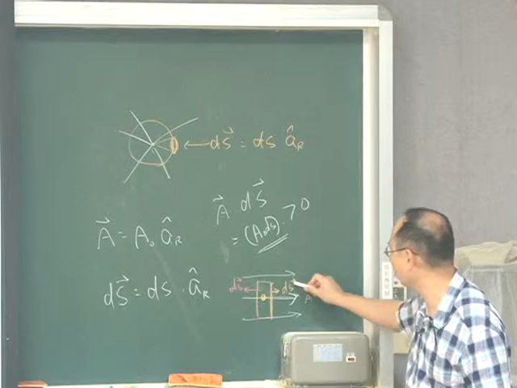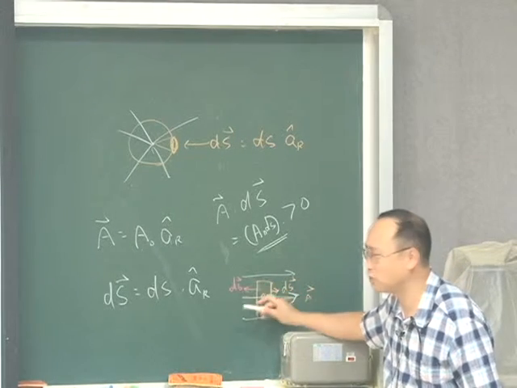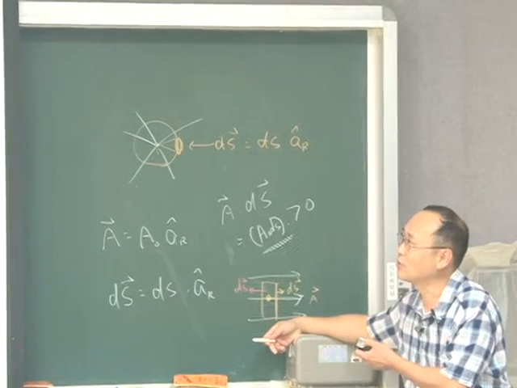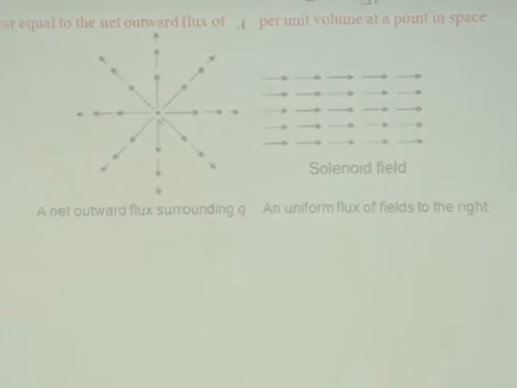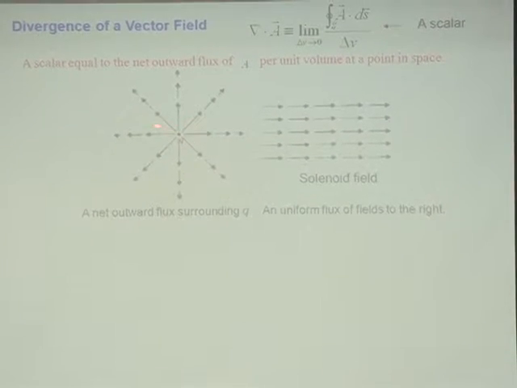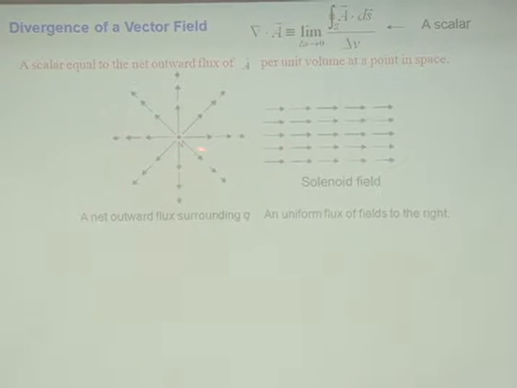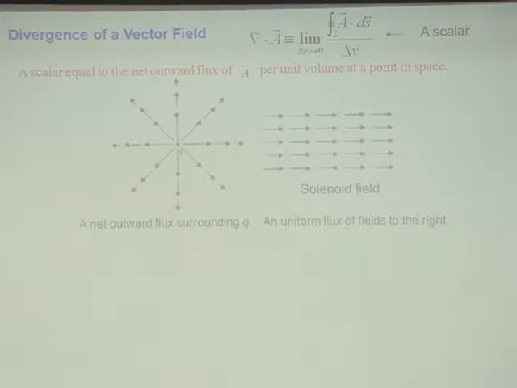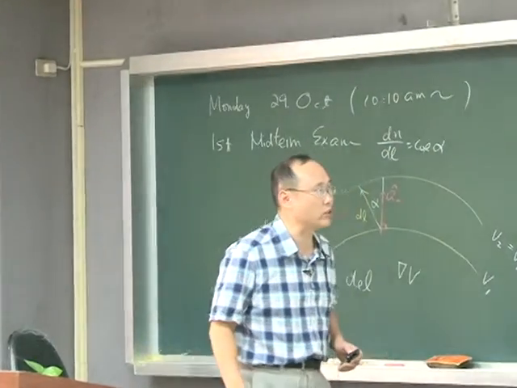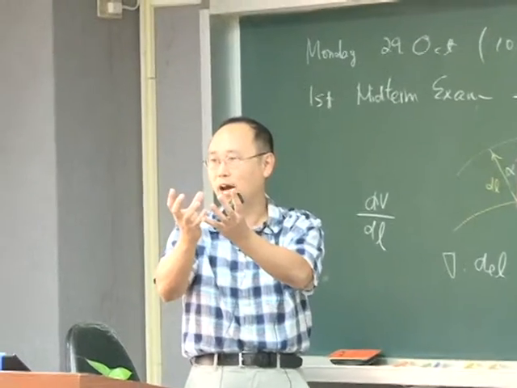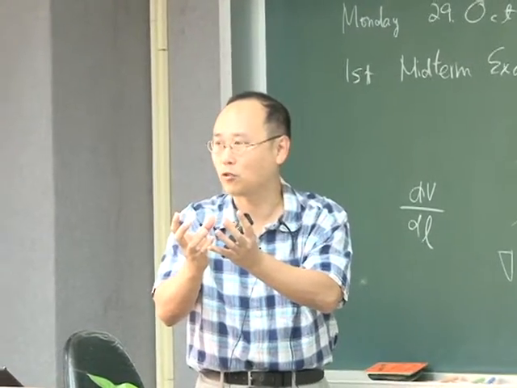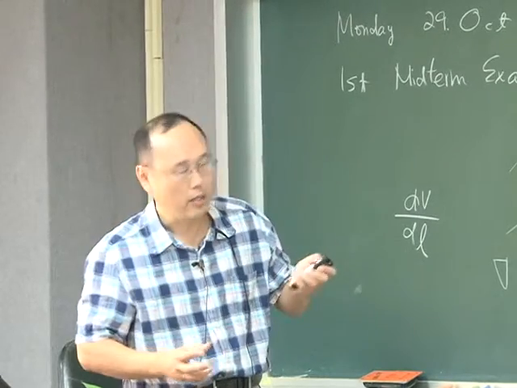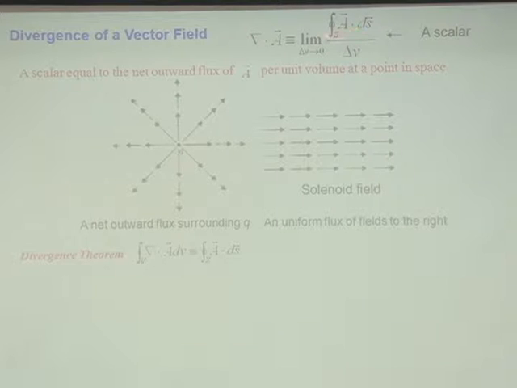So the integral of A dot ds here and the integral of A dot ds there are exactly equal but differ by a negative sign, so the sum of the integrals is 0. So for this kind of solenoid field, the divergence of A has to be equal to 0. But for this kind of field with a source at the center, if you pick the divergence of A somewhere from this point, then you get something. So this tells you that when you calculate divergence, you ask whether a net flux exists through the surface, and if it does, how large it is. In other words, it measures how strong the source is.